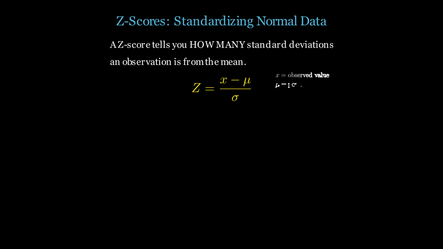A Z-score of +1 means you are 1 standard deviation above the mean. A Z-score of -2 means you are 2 standard deviations below. Z-scores are dimensionless. They work regardless of the original units.